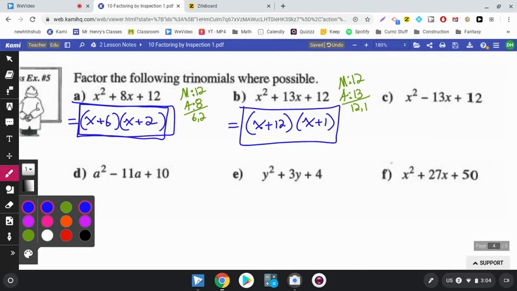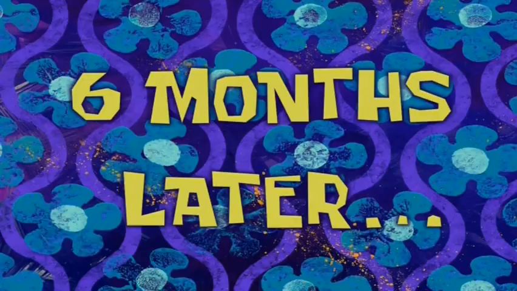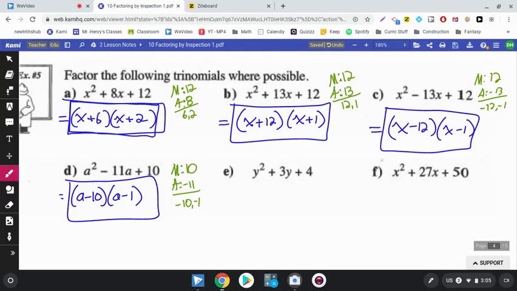Okay, C, D, E, and F, you are going to try ahead of me, and then I'll wrap them up to finish up the video. I think there's only one question after this. So pause and go ahead of me. Six months later, and here's where I'm going to jump back in. I've done C and D, so you can check my answers on those ones.